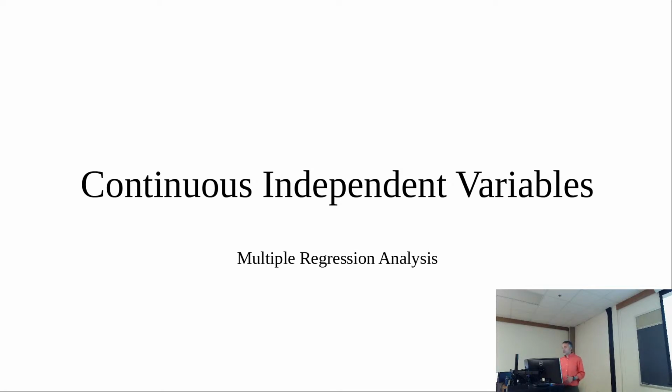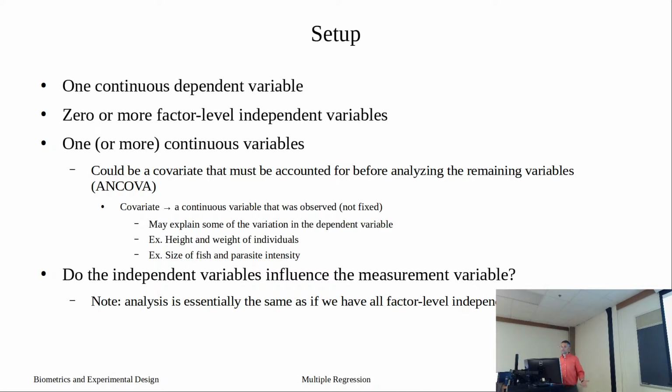All right. How do we incorporate them in our analysis? Our setup's still going to be that we have one dependent variable. We're trying to see what the effect is of all of these variables on that one dependent variable. And then we're going to have anywhere from 0 or more factor level independent variables to 0 or more continuous variables, but in this case, we're going to start adding a continuous variable.